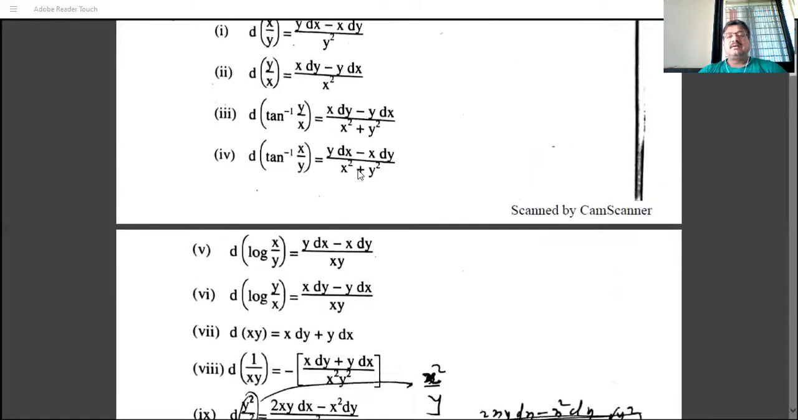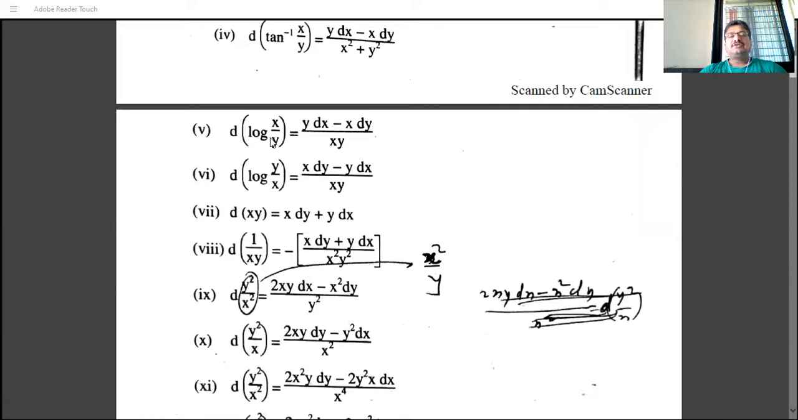Or we can write y dx minus x dy as the negative of this. So it is the derivative of minus tan inverse y by x, or this is the derivative of tan inverse x by y.